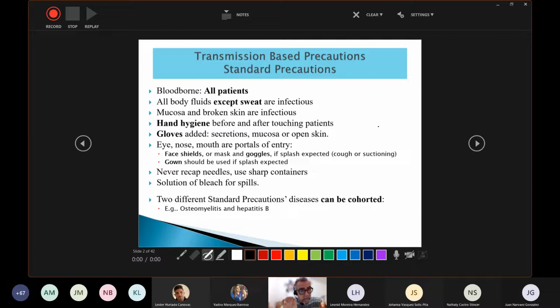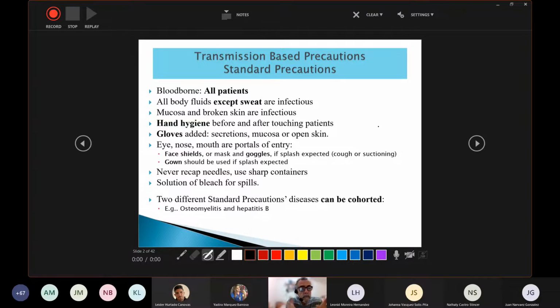Are you understanding until now what I'm saying about sterile gloves? No? Yes. If you have doubt, ask questions. Okay? And in those situations, again, when you are going to be touching a wound, you need to use sterile gloves.